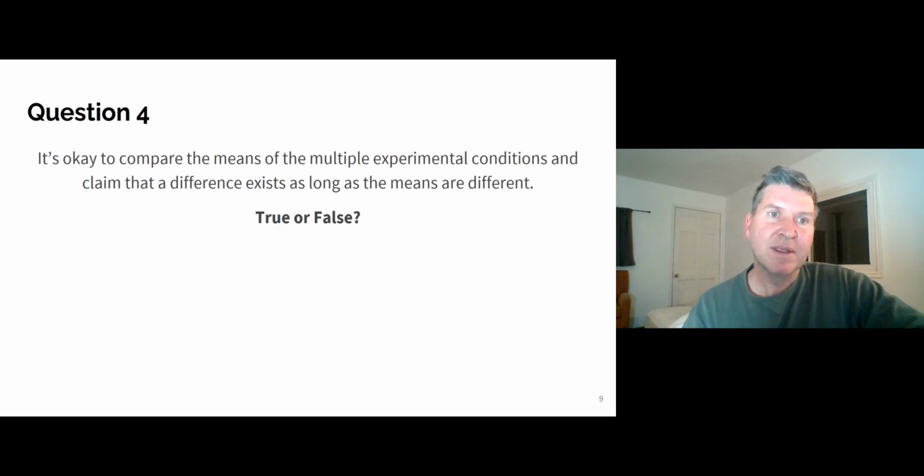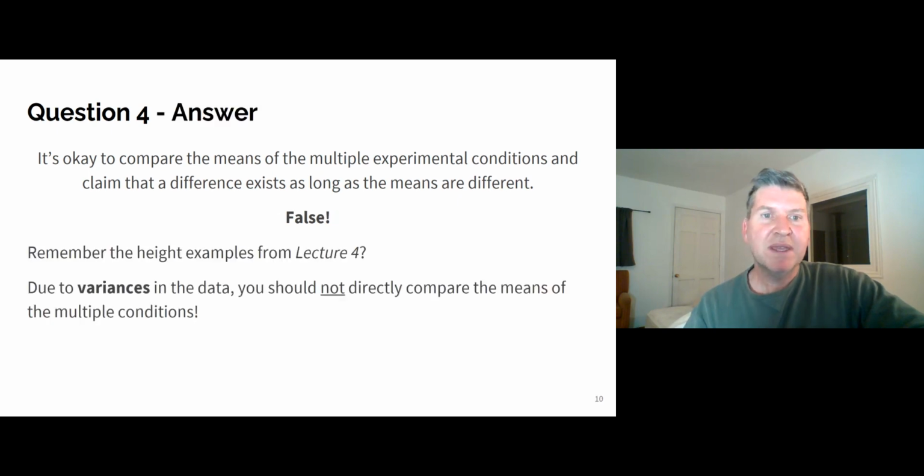Now for the fourth question. It's okay to compare the means of multiple experimental conditions and claim a difference exists as long as the means are different. True or false? Are you ready? The answer is false because remember the height examples from lecture 4 where we were talking about the means of 3 different men and 3 different women? We said that 3 women were taller than the 3 men. So due to the variances in the data, we can't directly compare the means of the multiple conditions. We also have to consider the variance.